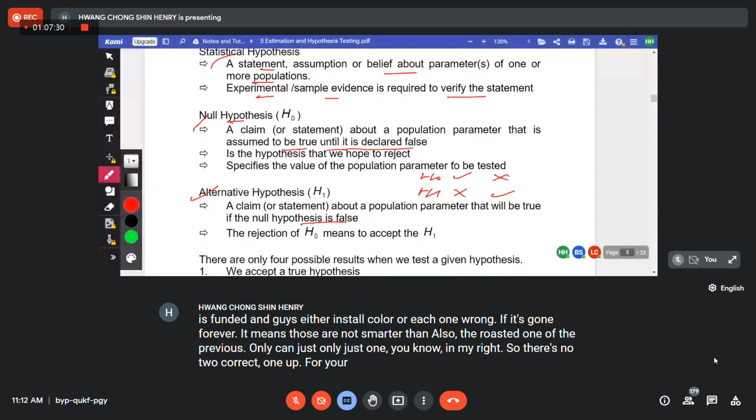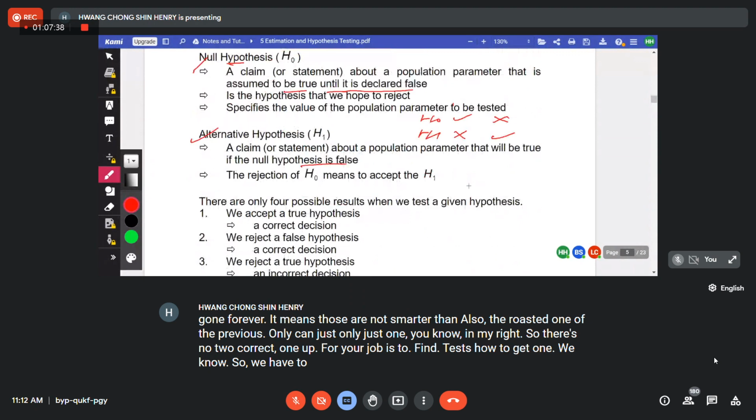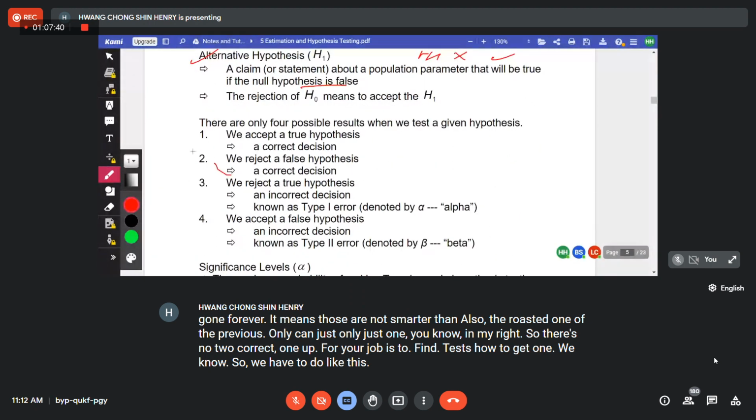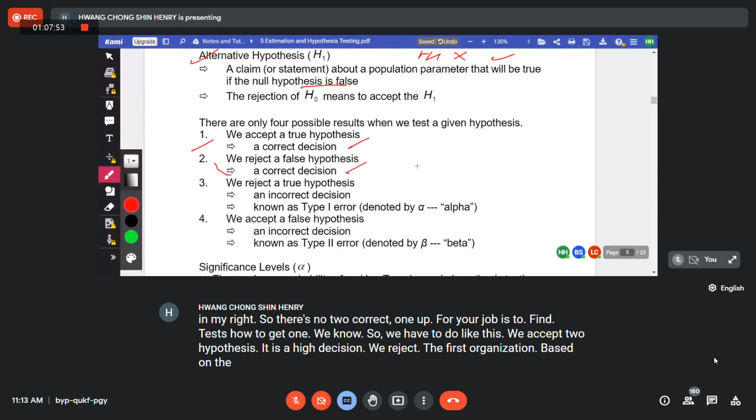So your job is to test how to get one winner. So we have to do like this. We accept a true hypothesis if it's a correct decision. We reject a false hypothesis based on the correct decision. Okay? Now, this is what I call type 1 and type 2 error.